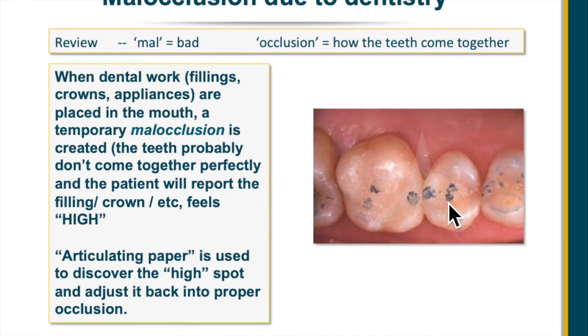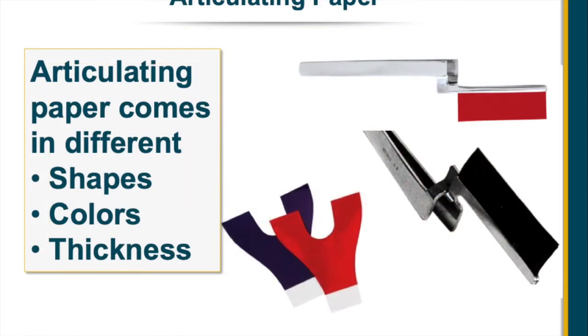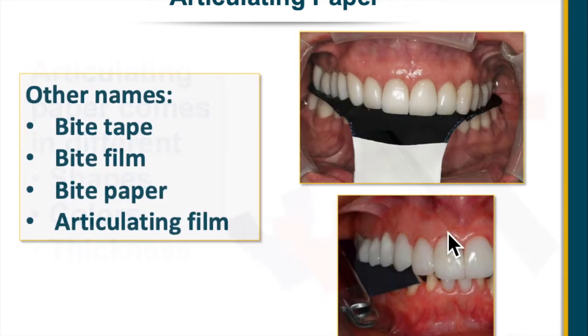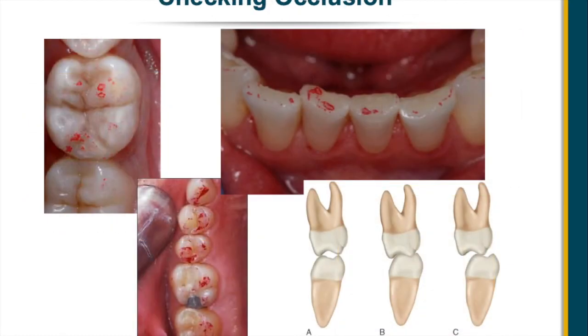So the articulating paper is used, and that's what you're seeing here, these blue ink spots on these teeth are the articulating paper. Now articulating paper comes in a variety of shapes, colors, thicknesses. I prefer very thin, but some dentists use very thick paper. Everyone has their own method and their own preference on how to do that. It might be called bite tape or bite film or bite paper, articulating film or articulating paper. It has many different names, but whatever your dentist uses, that's what's important.